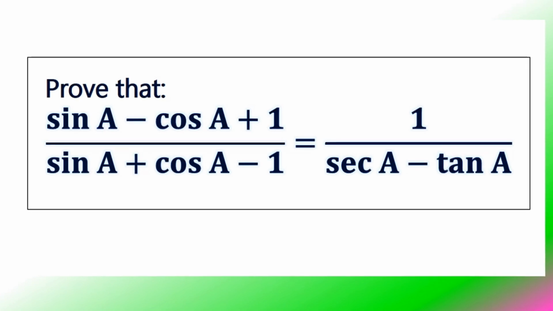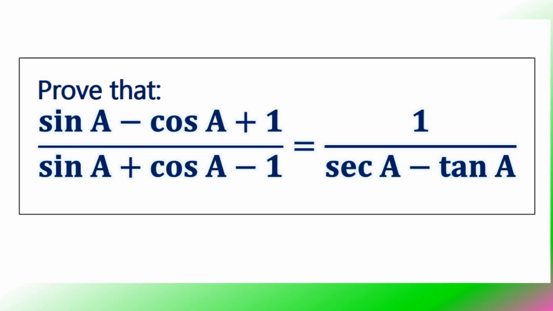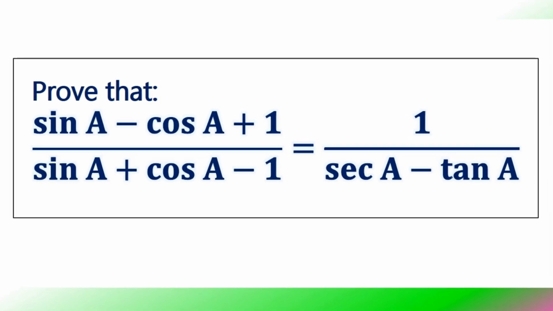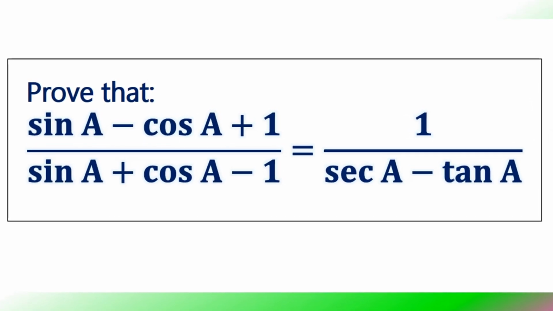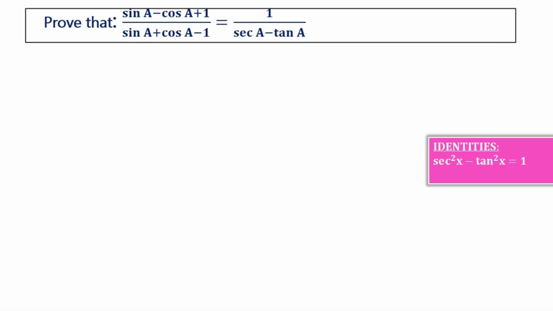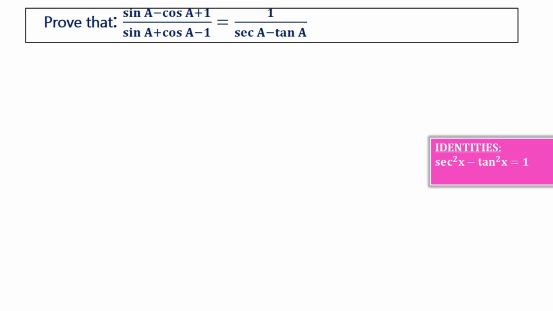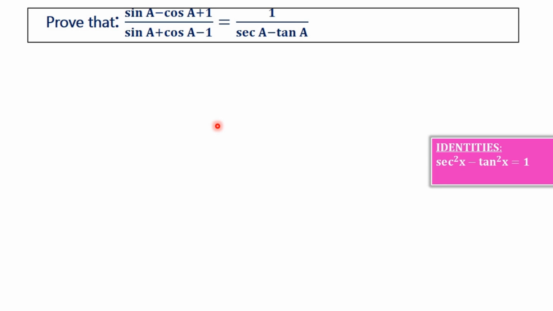Prove that (sin A minus cos A plus 1) divided by (sin A plus cos A minus 1) equals 1 by (sec A minus tan A). So here we have to prove (sin A minus cos A plus 1) divided by (sin A plus cos A minus 1) equals 1 by (sec A minus tan A).